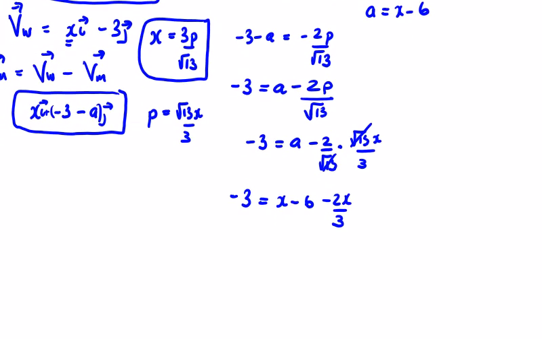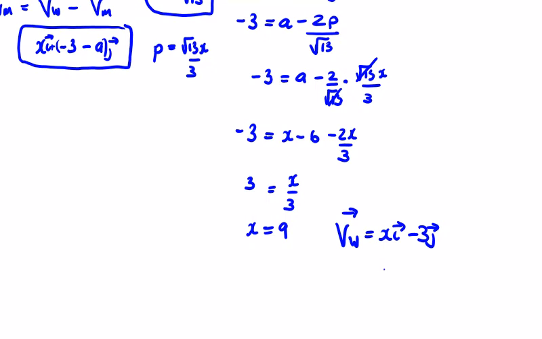And we're looking for x. So what have I got? I have x minus 2/3 x, which is just a third of x, would be equal to minus 3 plus 6, which would be plus 3. So x is equal to 9. So the velocity of the wind is equal to xi minus 3j. So we finally got there. The velocity of the wind is 9i minus 3j.